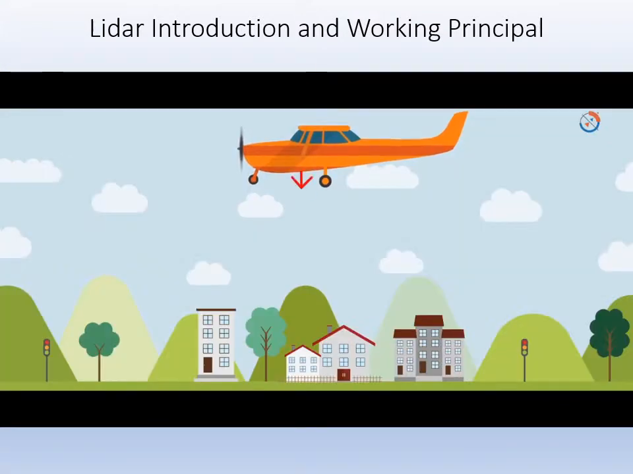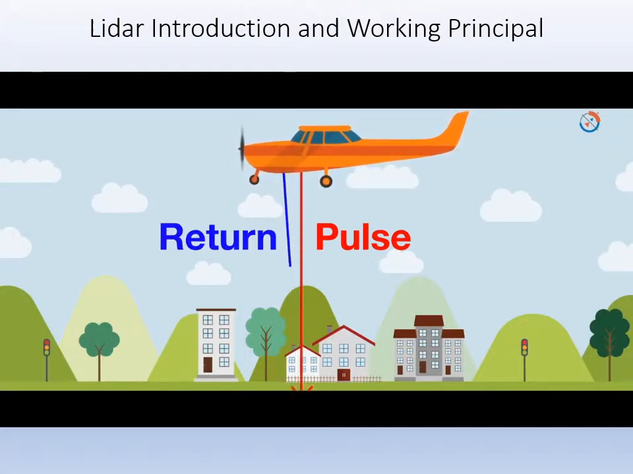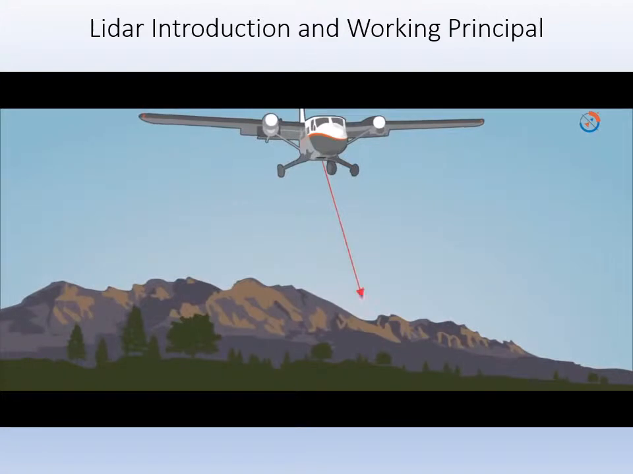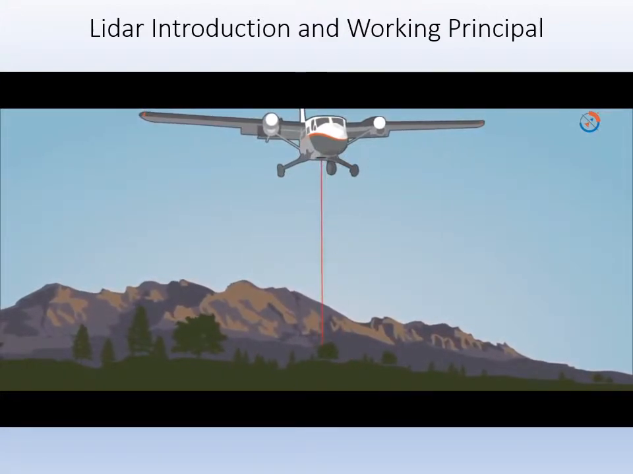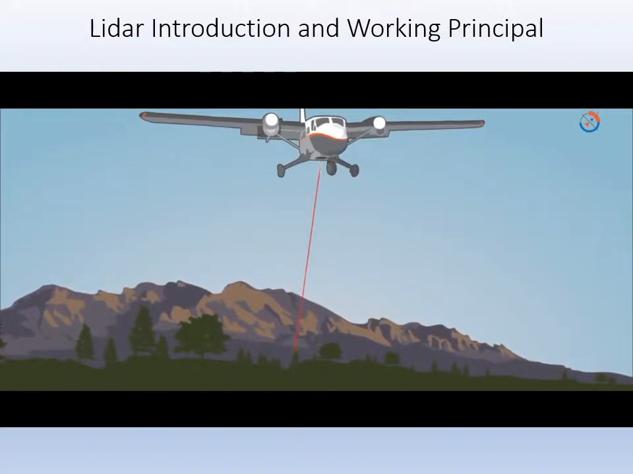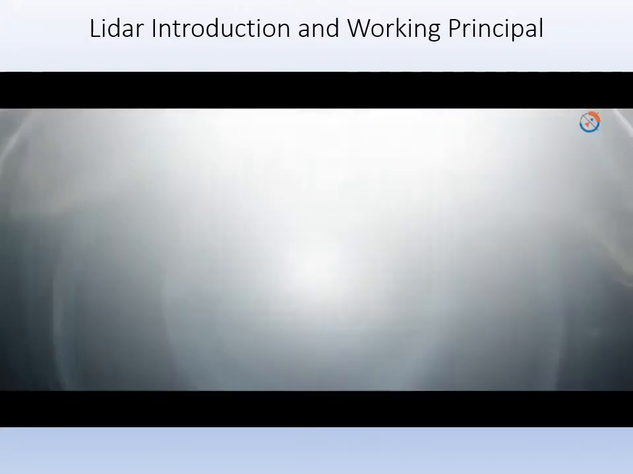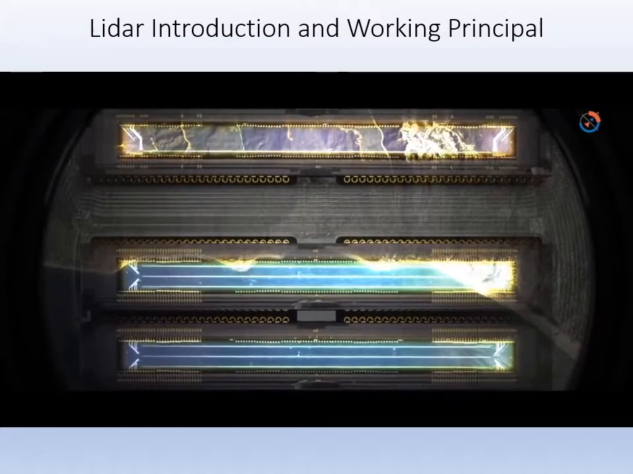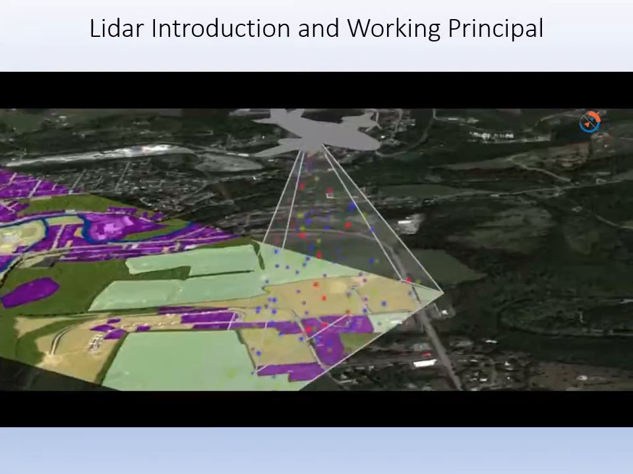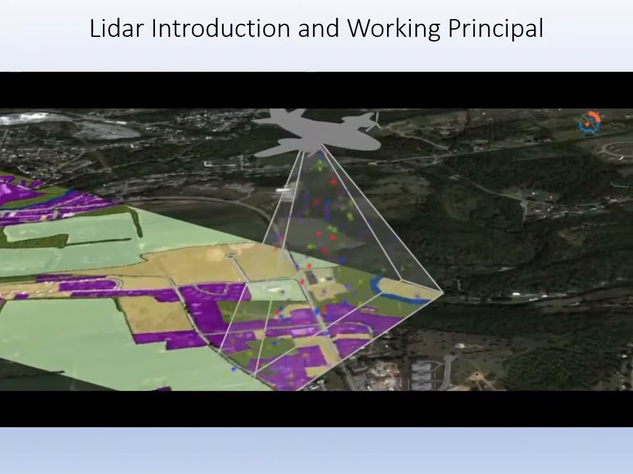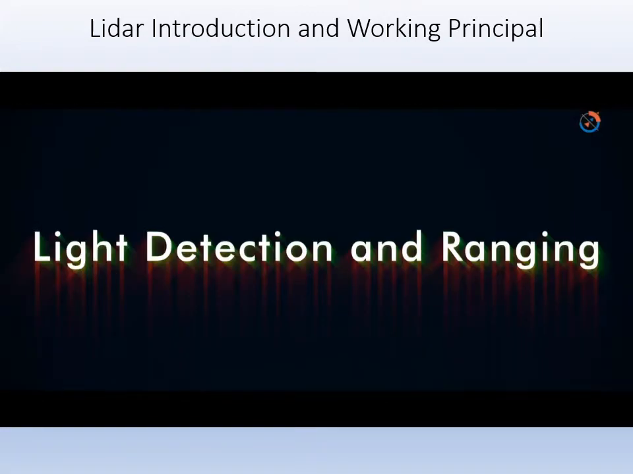Light energy emitted by a LIDAR system is known as a pulse. Light reflected from the ground or an object is known as a return. This means the LIDAR system sends a pulse of light and waits for the pulse to return. It measures how long it takes for the emitted pulse to return back to the sensor. In the end, it gets a variable distance of the objects. Actually, this is how LIDAR got its name: light detection and ranging.